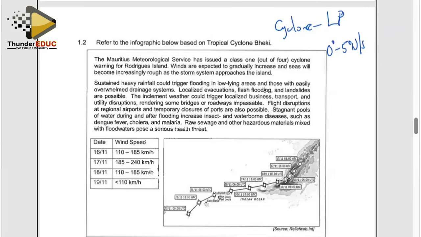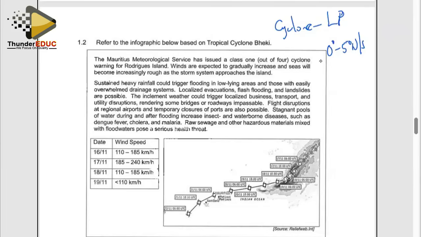The deflective force of the Coriolis force is almost 0% at the equator, and it increases as we go towards the polar regions. So it's very strong around the polar region and very weak on the equator. And for the same reason, our tropical cyclones cannot effectively form within the belt of 0 to 5 degrees north and south of the equator. Right, that is the basic thing that you must also know.